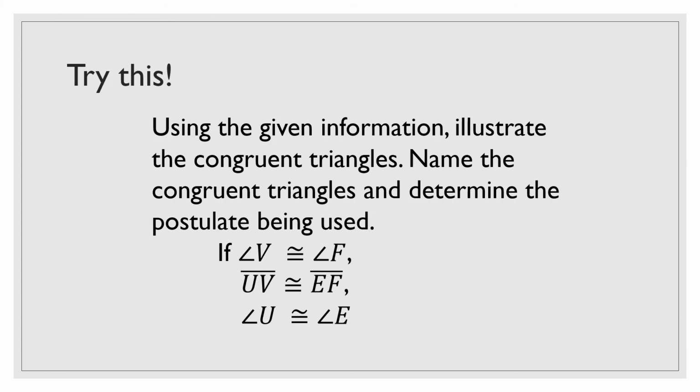And now it's your turn. Get your pen and paper and do this activity. Using the given information, illustrate the congruent triangles, name the congruent triangles, and determine the postulate being used. If angle V is congruent to angle F, UV is congruent to EF, and angle U is congruent to angle E.